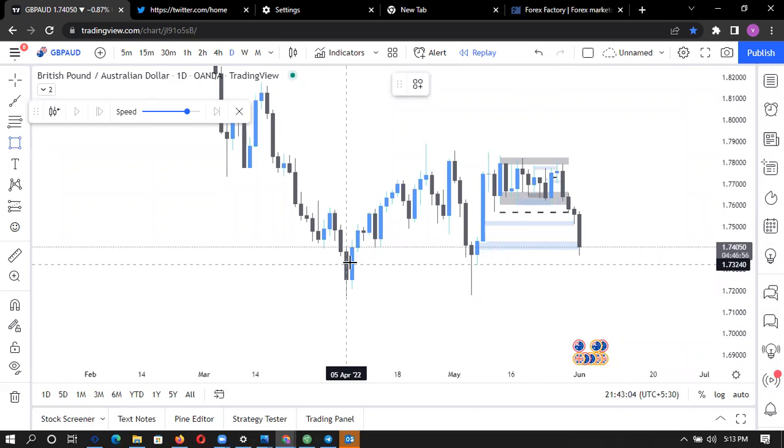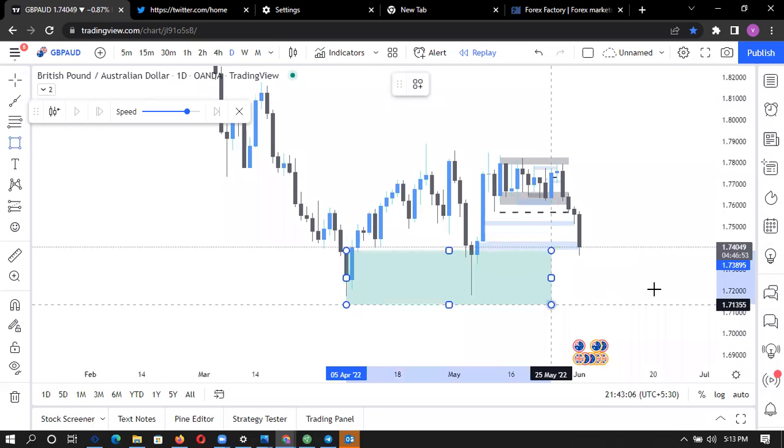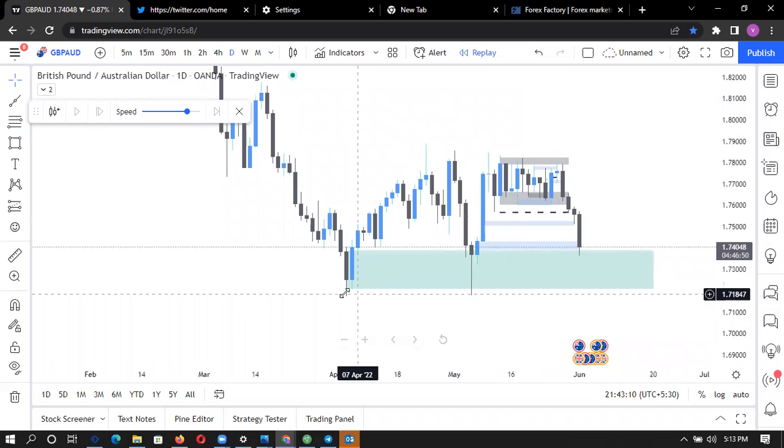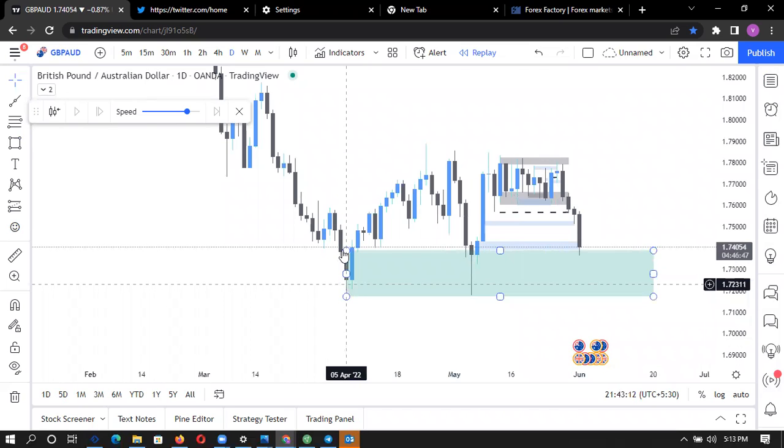So checking from the daily time frame, you could see that the price is gradually dropping back to the daily support we have around this area, which was still created this year, I think.